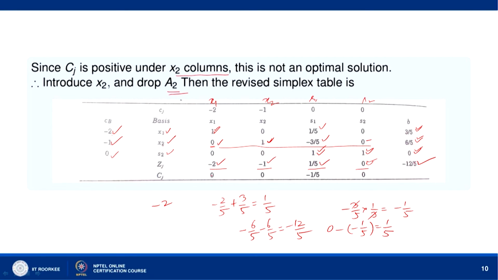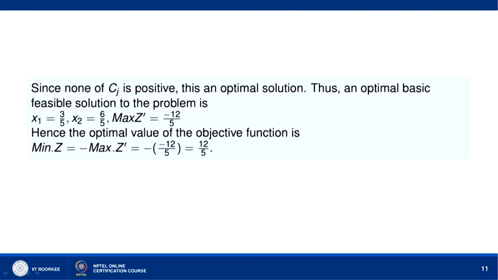Now, let us see Zj; we subtract it from Cj. So, minus 2 minus of minus 2 gives 0, minus 1 minus of minus 1 gives 0, 0 minus 1 by 5, minus 1 by 5 we get, and then we have 0 minus 0 is 0. Now we can see Cj is less than or equal to 0 for all j. So, none of Cj is positive, and therefore, we get the optimal solution.